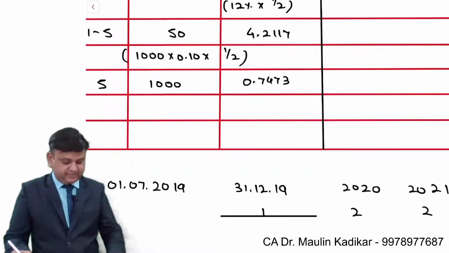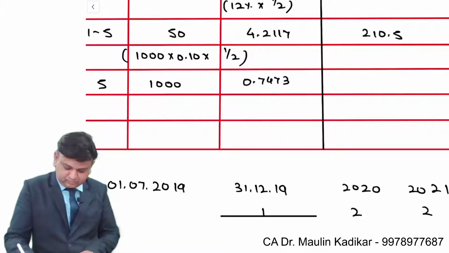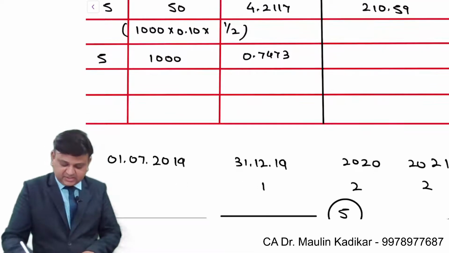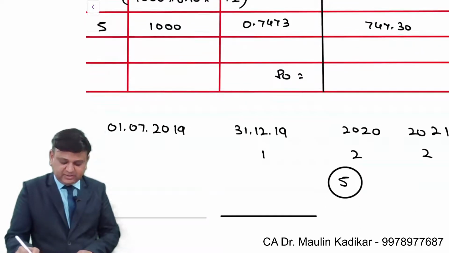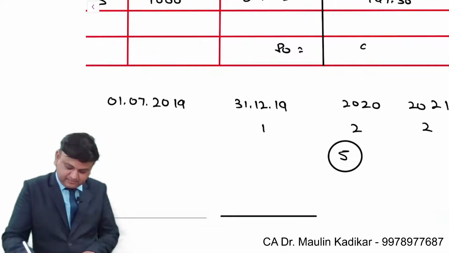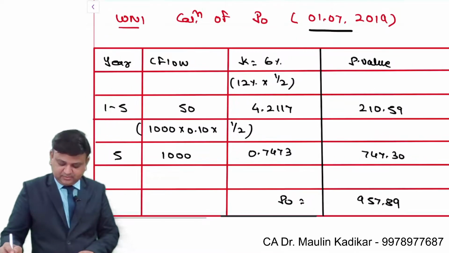So in that case, what will happen? 50 into 4.2117. That comes to 210.59. Last year it is 747.30. That is the way the P0 will be found. 210.59 plus 747.30. So 957.89. Please write down answer.